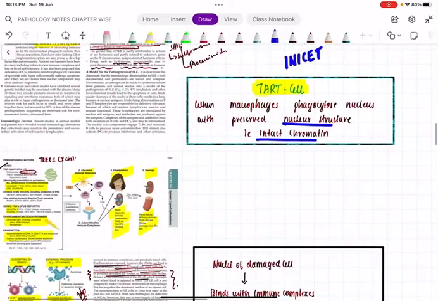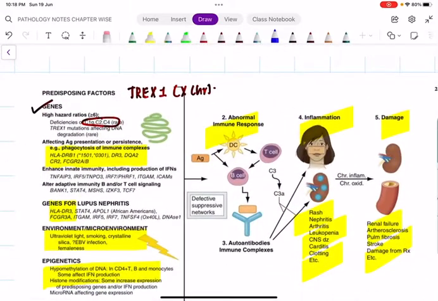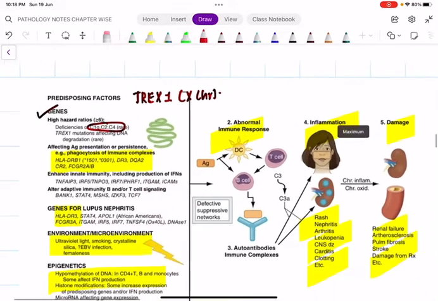Then another important thing, the predisposing factors. Remember which gene? This question has been asked, that is why I have decided to repeat it. TREX1, which is located in the X chromosome, has increased risk of developing SLE.